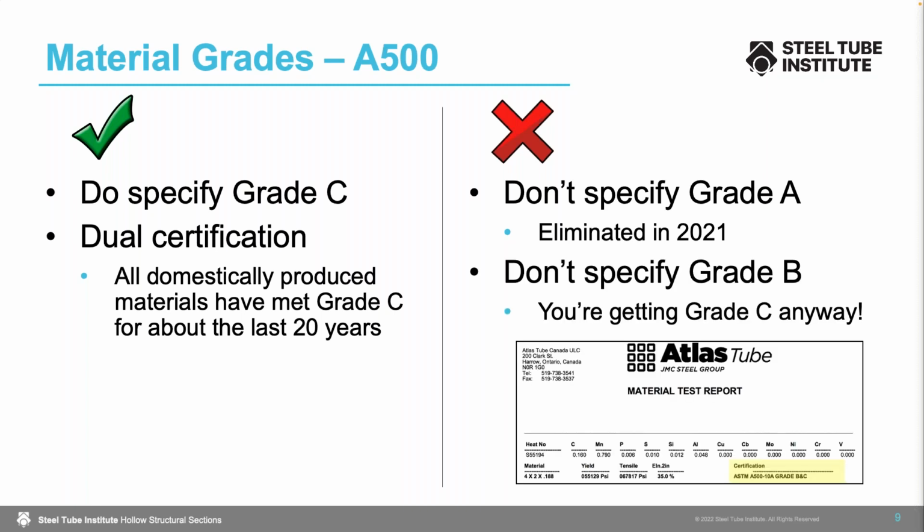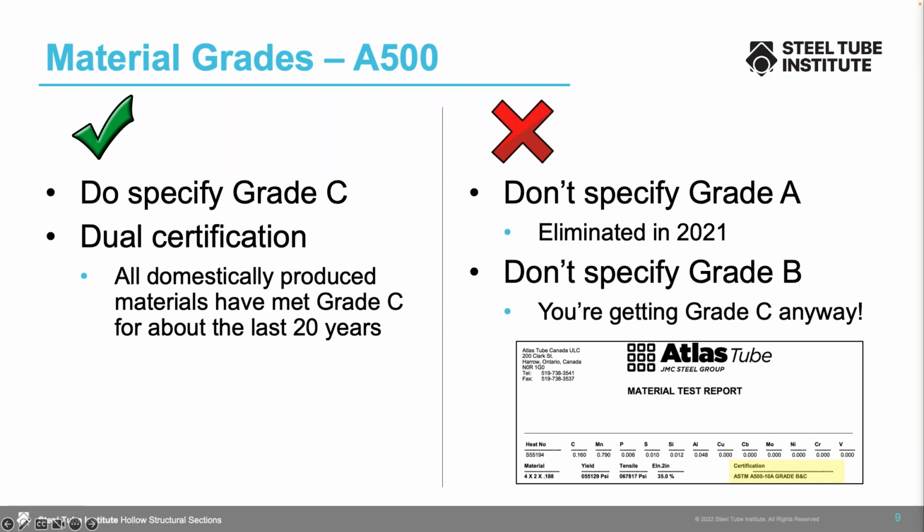And you can see the material test report here that shows dual certification in this highlighted yellow area. It specifies that it's certified to both grade B and C. So you're going to get grade C steel even if you specify grade B. So it's best practice for engineers to use the higher grade C yield strength. And take a look at your general notes and see if you are still carrying grade B, and if so, you can switch that to grade C.